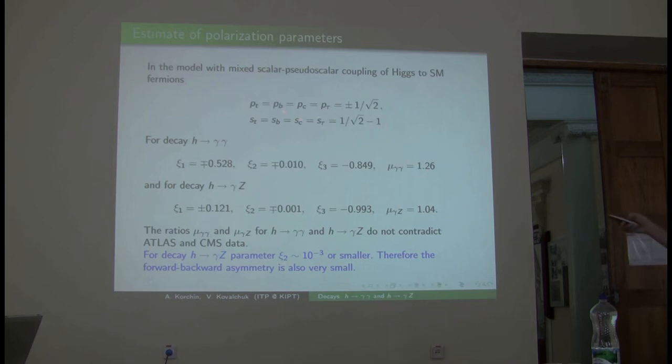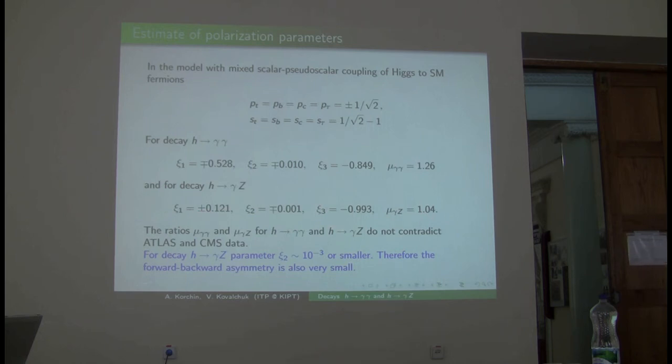So there is a mixture of scalar and pseudoscalar couplings, and we just choose some typical values from the literature which are not far from unity. We have some normalization, but just for estimate, and we get these values of the polarization parameters. And this is the ratio of our calculation to the standard model. For the branching ratio, it's 1.26. And for this decay, this ratio is almost 1.